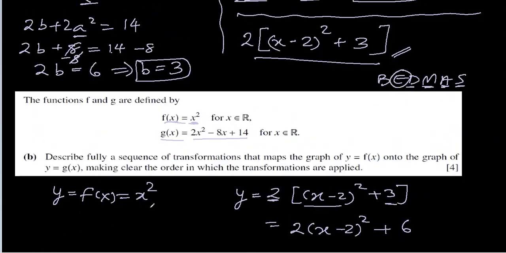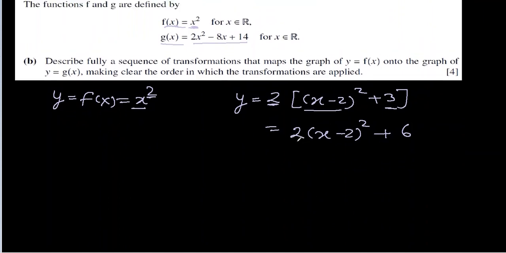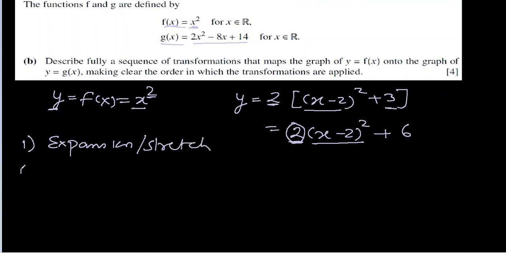The exponent was already there in the original one. x² was already there, so this exponent will not be counted. In transformations, we follow the same rule: 2 is multiplying with this, right? And x², this one, was the original function y. So that means there will be an effect on y because of this 2, and that is the first step. There is an expansion or stretch in the y direction by a factor of 2.